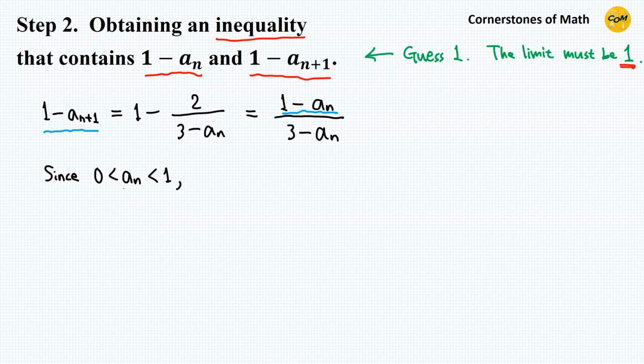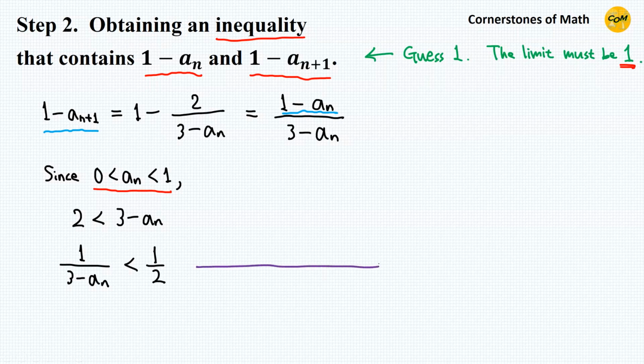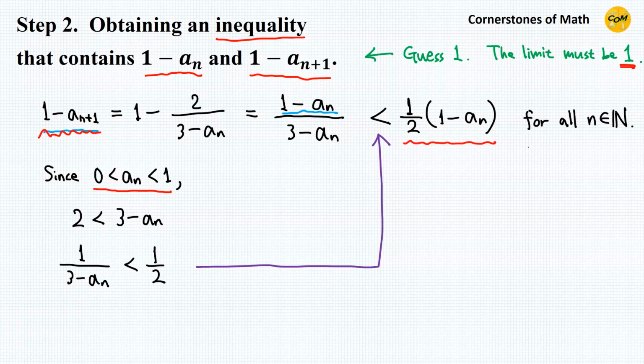Here we have already proved that a_n is greater than 0 and less than 1 for all natural numbers n. Therefore, 3 minus a_n must be greater than 2, so 1 over 3 minus a_n must be less than 1 over 2. So using this inequality, 1 minus a_{n+1} is less than 1 over 2 times 1 minus a_n. And this inequality is true for all natural numbers n.